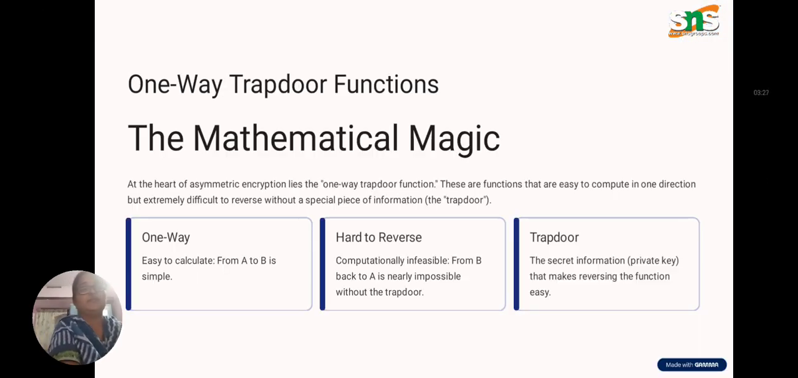The next slide is about one-way trapdoor functions. Here we see the concept of one-way functions. These functions are easy to calculate in one direction but very hard to reverse. The trapdoor is the secret information, that is, the private key. It allows easy reversal. Without the trapdoor, reversing the function is almost impossible, which forms the base of asymmetric cryptography. So the highlights of this slide are: one way, hard to reverse, and the trapdoor.